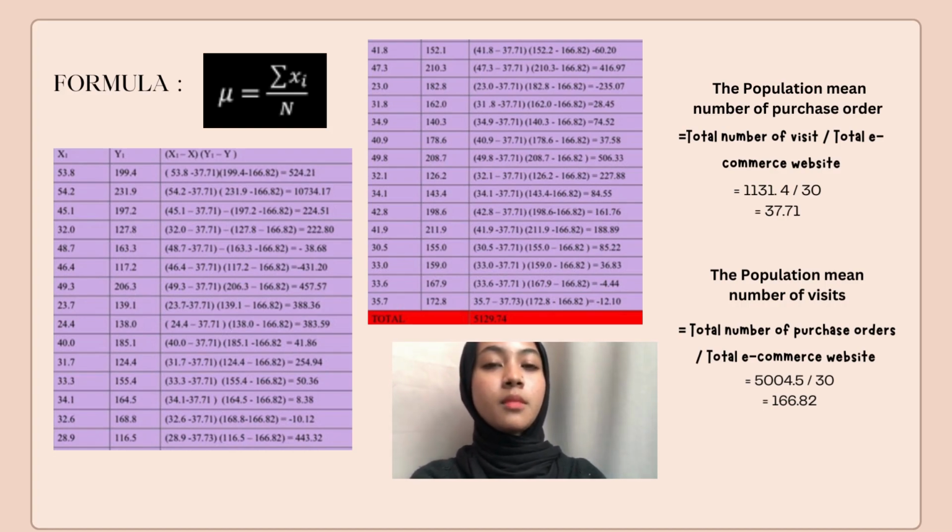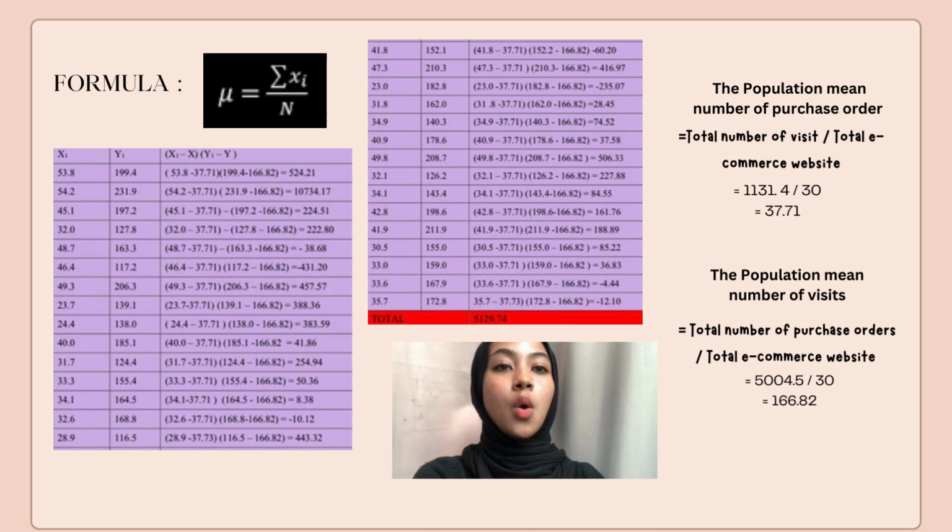the answer will be 176.89. For the correlation coefficient, we use the formula Rxy equals Sxy, the sample covariance, divided by Sx times Sy, the standard deviations of e-commerce times the standard deviation of the number of visits. So Rxy equals 0.65, which shows that the relationship is weak.